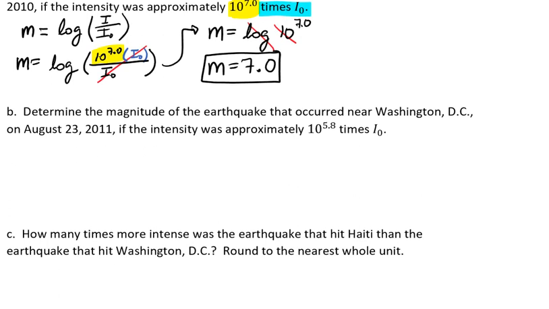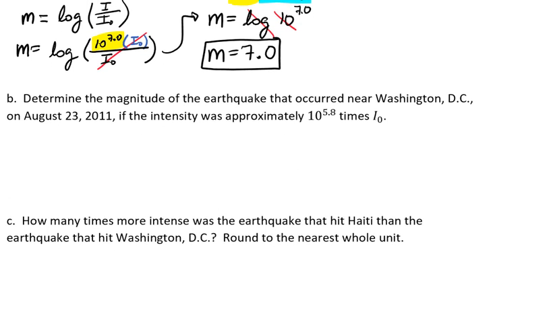Now we're being asked to determine the magnitude of the earthquake that occurred near Washington, D.C. on August 23rd, 2011, if the intensity was approximately 10 raised to the 5.8 times our I naught. Now this problem is going to work out very similarly to how we did our last one. So we've got our equation, and we're going to have 10 to the 5.8, and then we're multiplying that by our I naught, and then divided by I naught. Cancel out those I naughts.